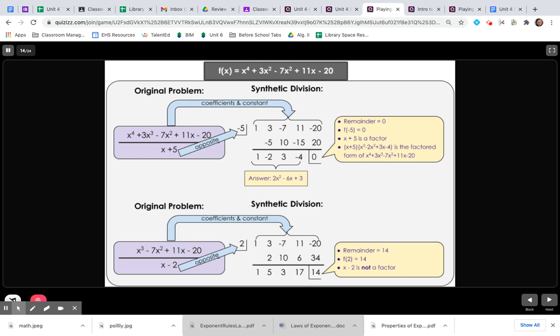This number right here at the end is the remainder. That means that it is a 0, or f of -5 is 0. If this was 10, then f of -5 would be 10. So if I took -5 and I plugged it into this equation, I would get 0. That means it's a 0. It also means that what we were dividing by is a factor because it went in without a remainder.